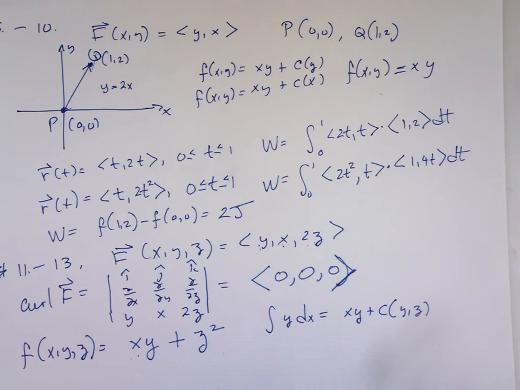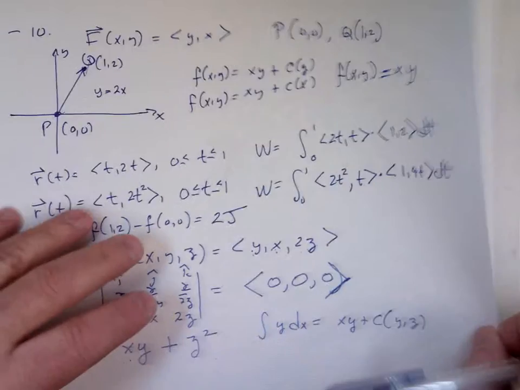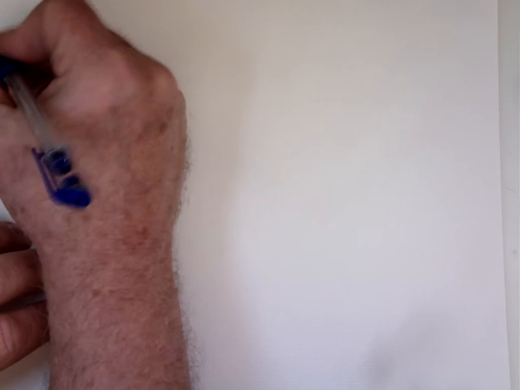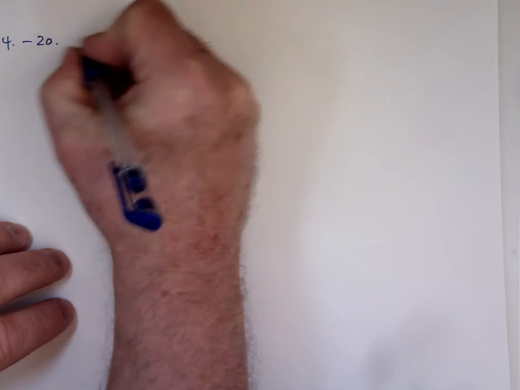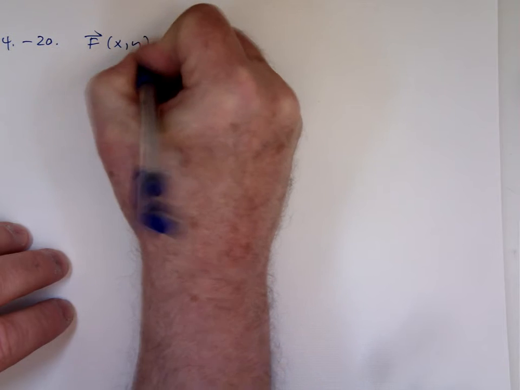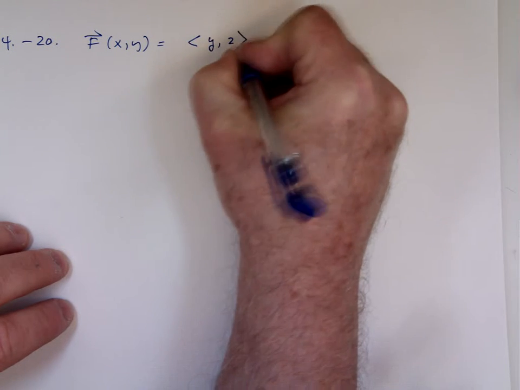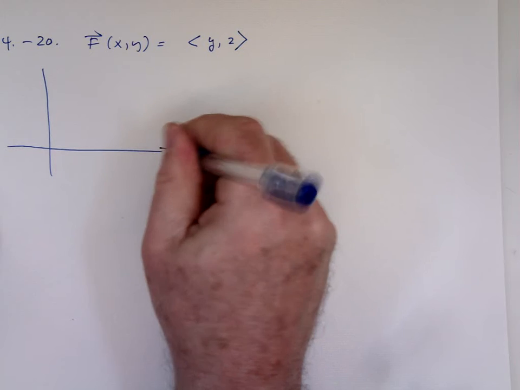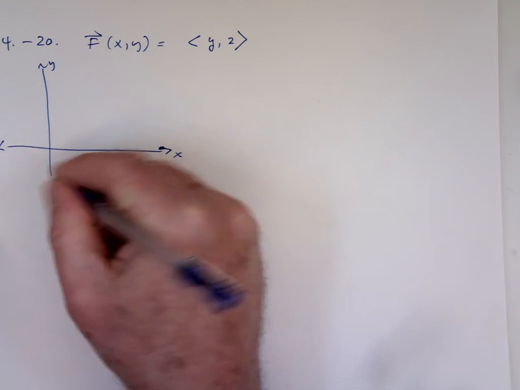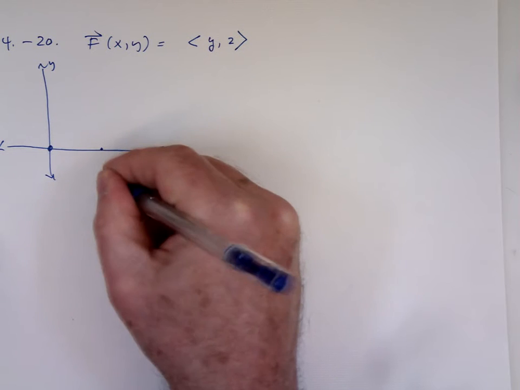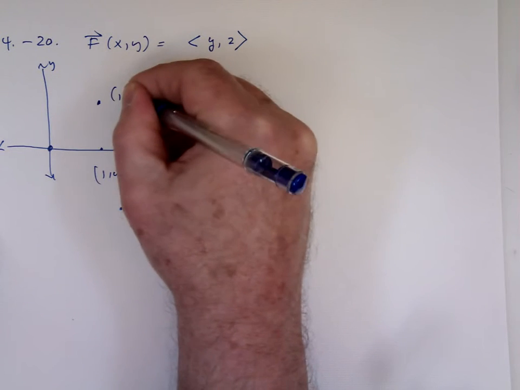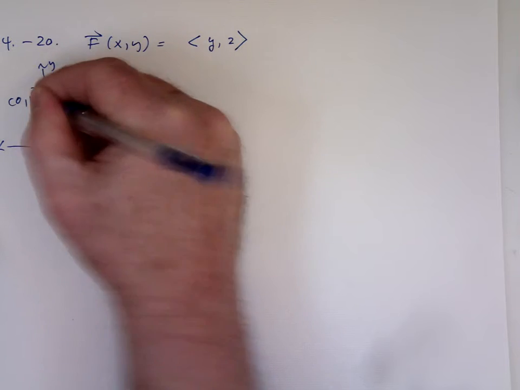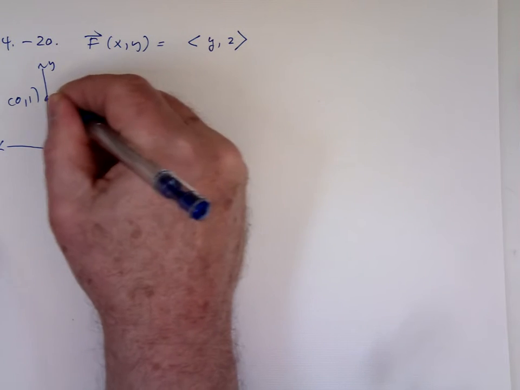Okay, 14 through 20. We are moving along. 14 through 20. All right, we're given the field y squared, x, non-conservative vector field that it is. Okay, and we're given a square. 0, 0, 1, 0, 1, 1, 0, 1.